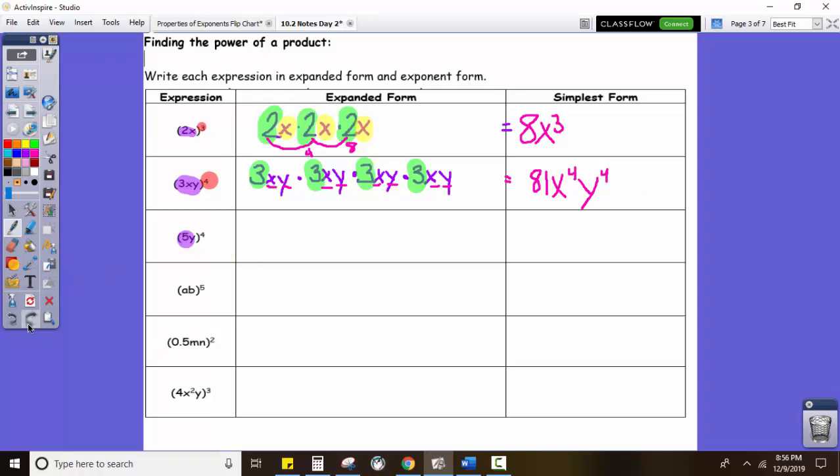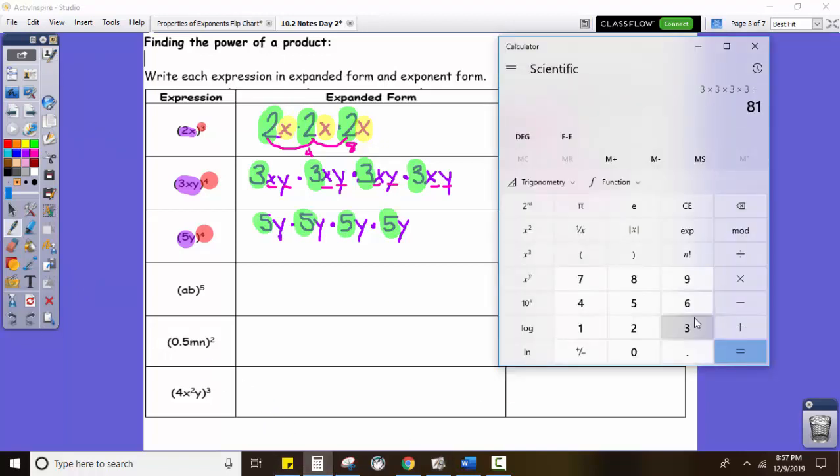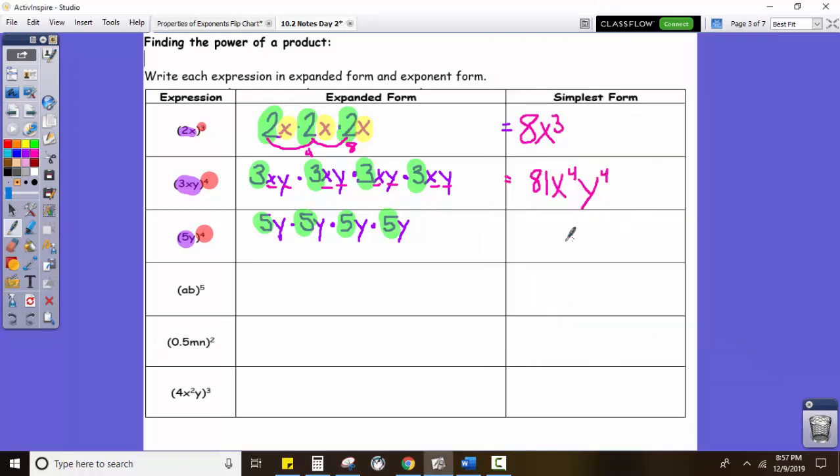Okay, next one. We have 5y, and we need that 4 times. So I'm going to write 5y times 5y times 5y times 5y. Okay, so start by multiplying your coefficients. So we have 5 times 5 times 5 times 5. So I'll use my calculator. 5 times 5 times 5 times 5 is 625. So that is my coefficient, 625.